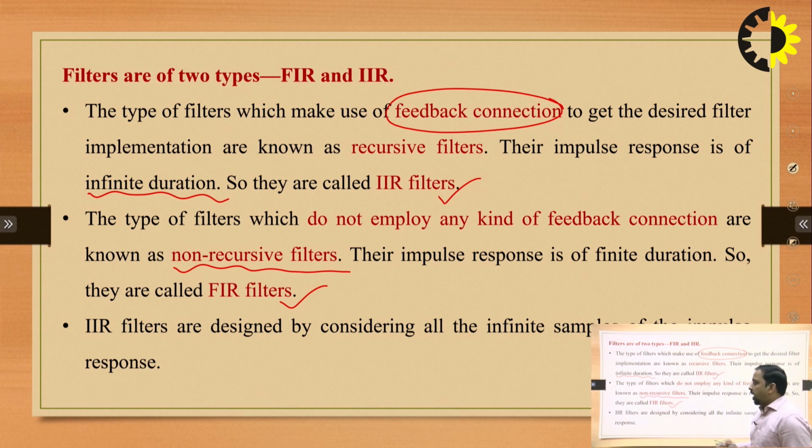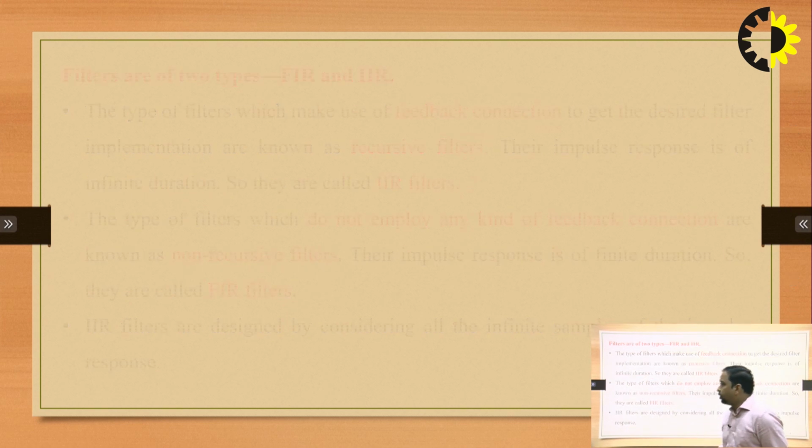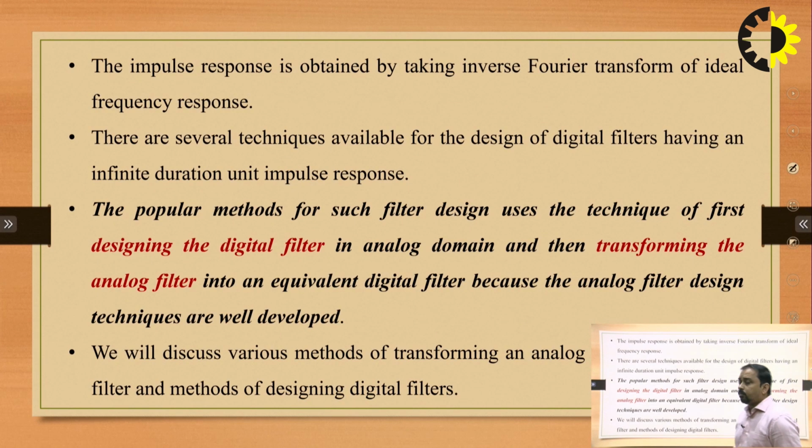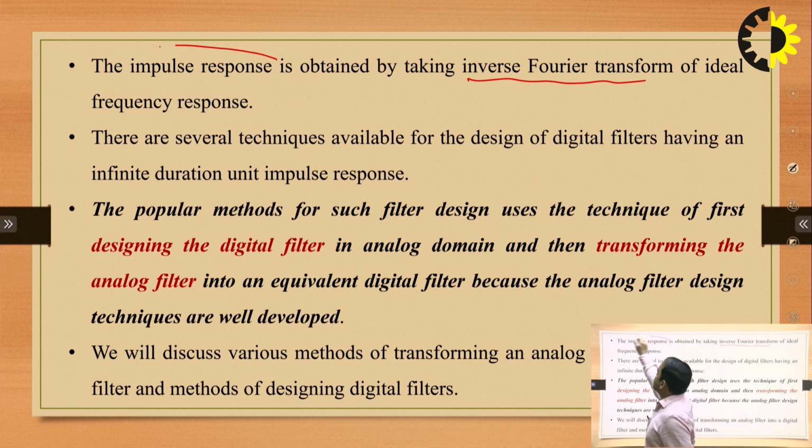So these IIR filters are designed by considering all the infinite samples of the concerned impulse response. Now the impulse response is obtained. How can we obtain the impulse response? Let's say we are using the Fourier transform. So I have to use the inverse Fourier transform. We'll be applying the inverse Fourier transform of an ideal frequency response, and we are getting an impulse response of the filter.